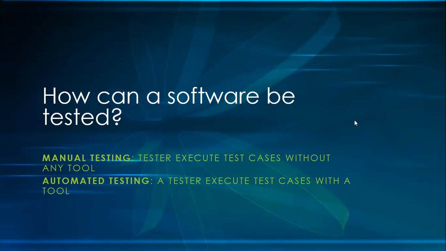So, those are the two ways that software can be tested: manually and automatically. Manually, you execute your test cases without any tool. Automatically, you are executing with a tool.